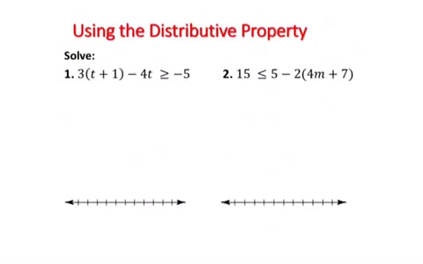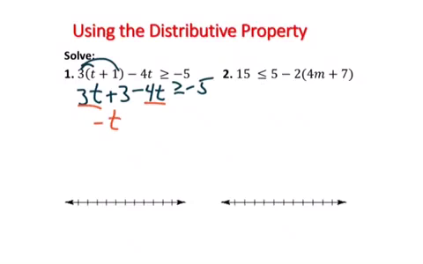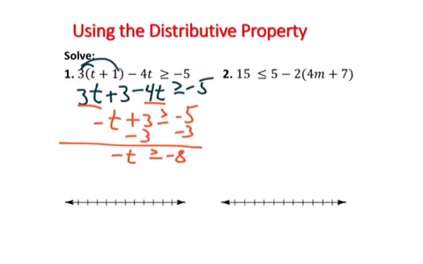Next one. Okay, so solving for t in this one, we'll start by distributing. So 3t plus 3 minus 4t greater than or equal to negative 5. Okay, so combining like terms, we have 3t minus 4t, so negative 1t plus 3 greater than or equal to negative 5. Subtract 3, so negative t greater than or equal to negative 8.